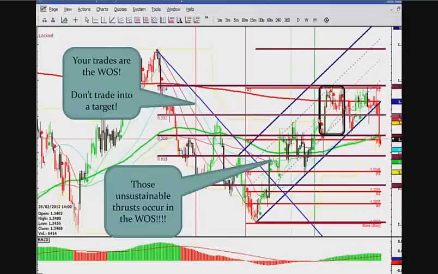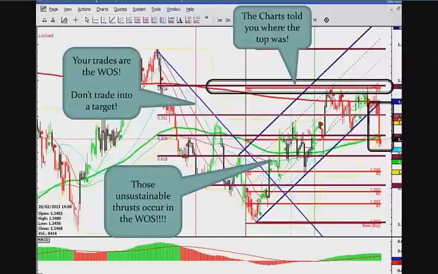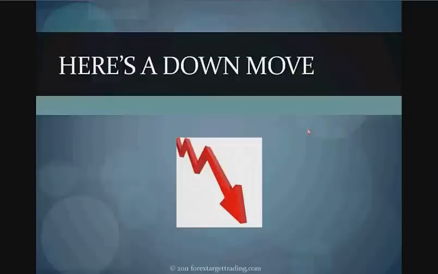All right, they make another valiant attempt at it, and they're not successful. Now we know that that's the top. And what happens? The charts tell you where it is, and down they go. Bam, like that.